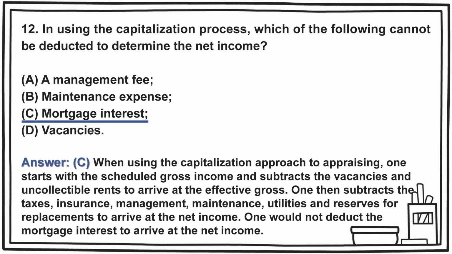Answer: C. When using the capitalization approach to appraising, one starts with the scheduled gross income and subtracts the vacancies and uncollectible rents to arrive at the effective gross. One then subtracts the taxes, insurance, management, maintenance, utilities, and reserves for replacements to arrive at the net income. One would not deduct the mortgage interest to arrive at the net income.